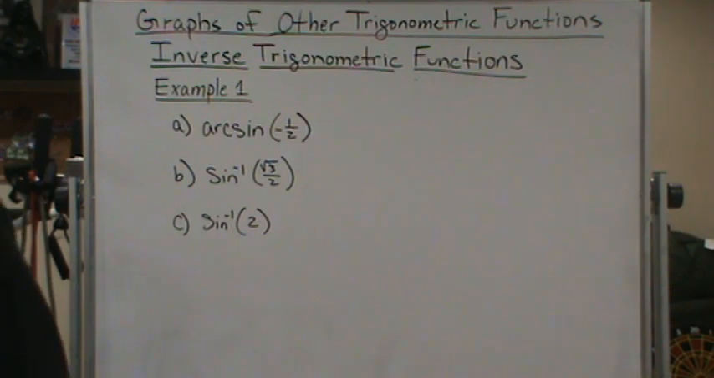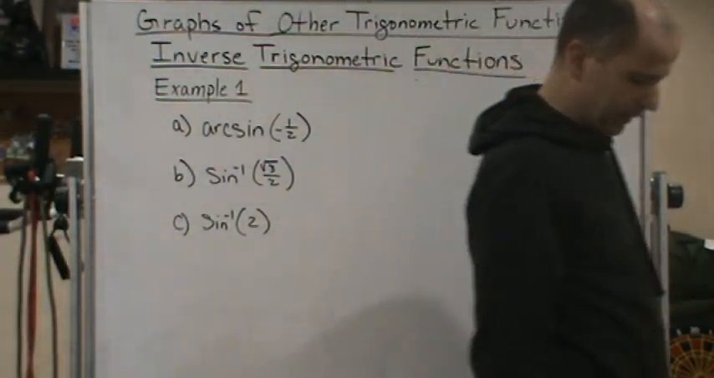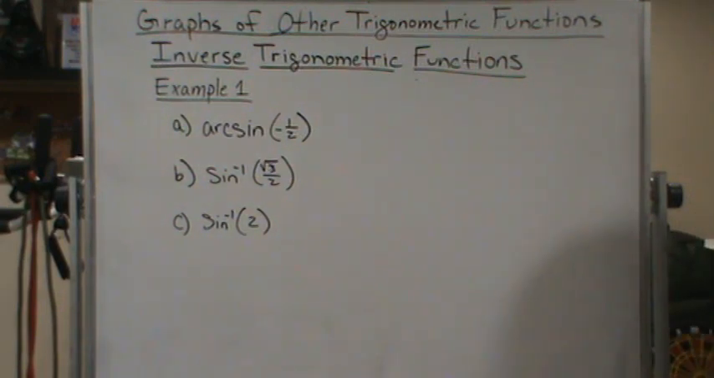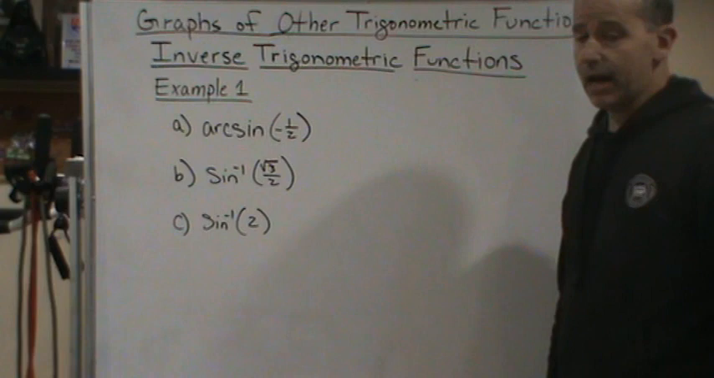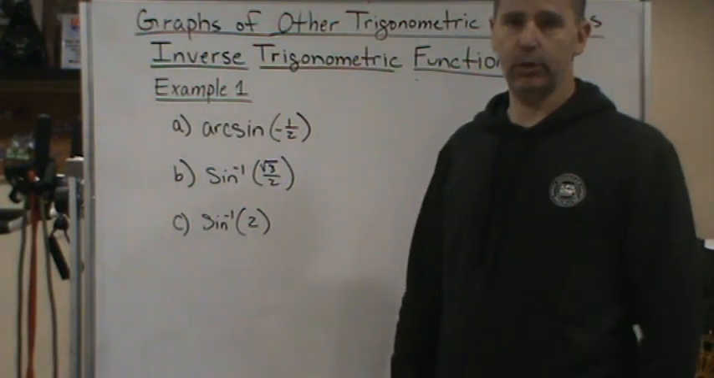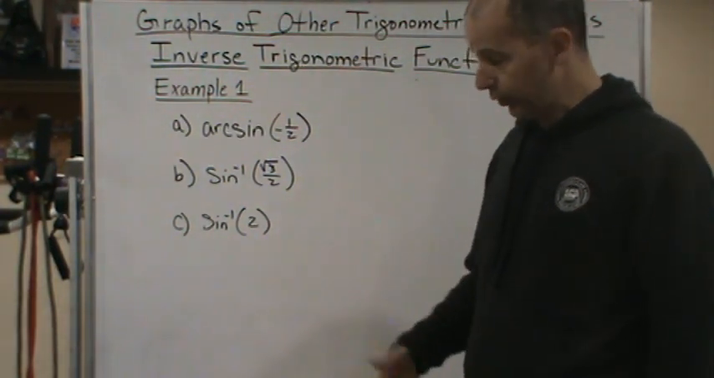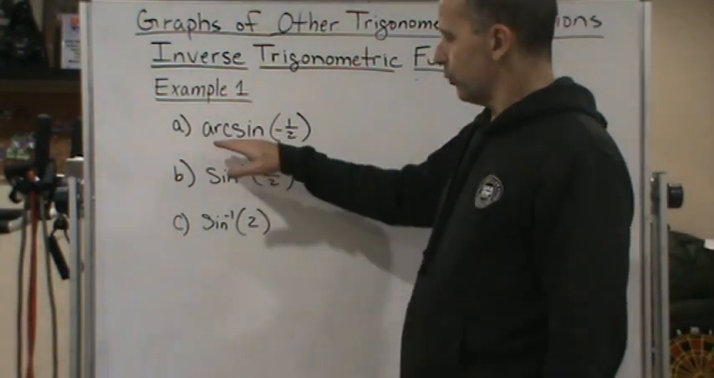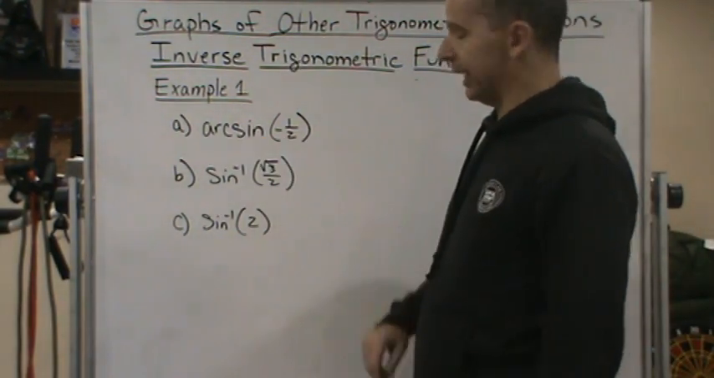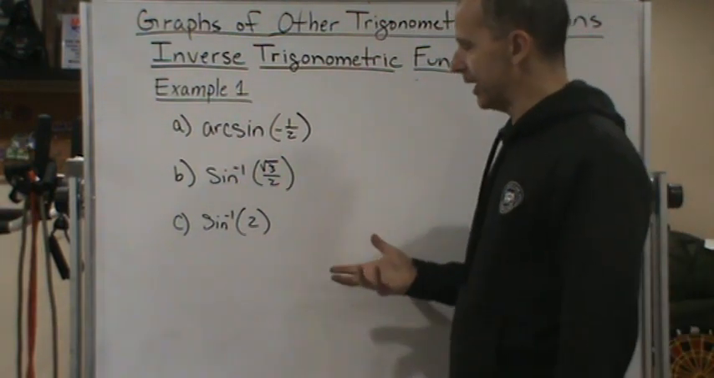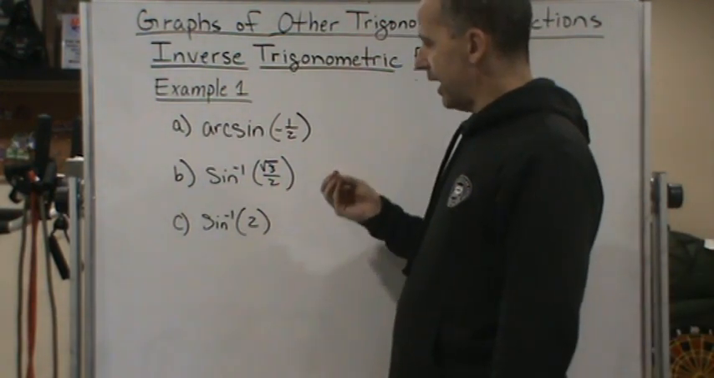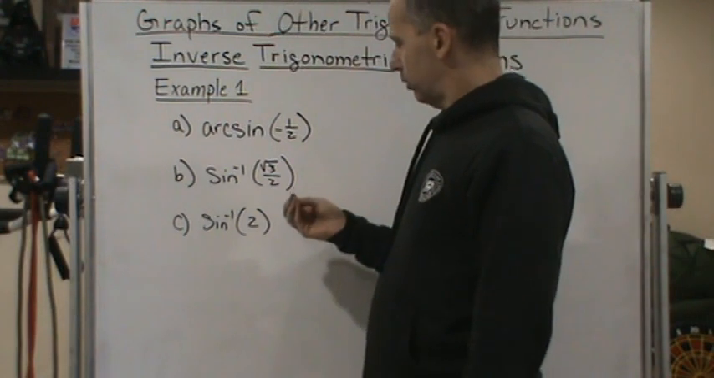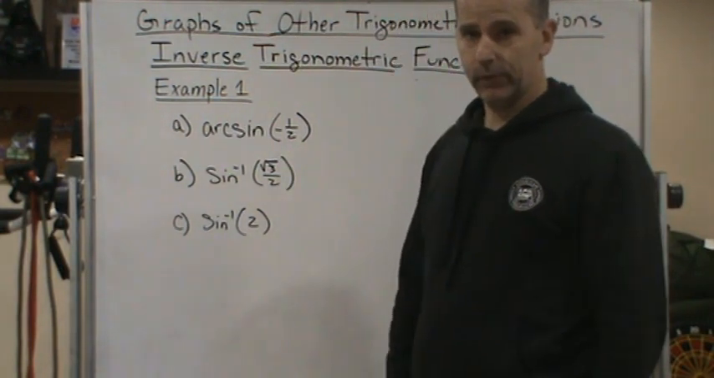All right, welcome back. Now we're going to do our first example and evaluate these inverse sine functions if possible. We're going to give the exact value if possible as well. So for A, we were looking for the arc sine of negative 1/2. So again, I'm going to ask myself, the sine of what angle will give me negative 1/2?